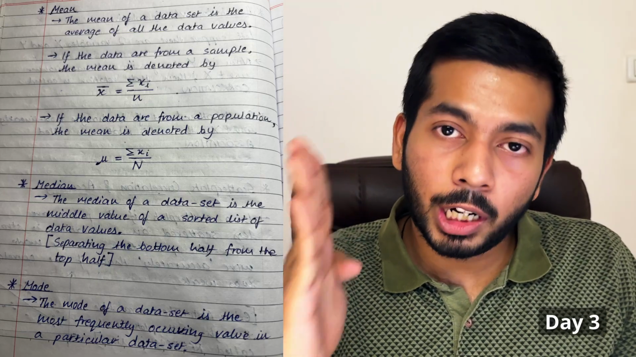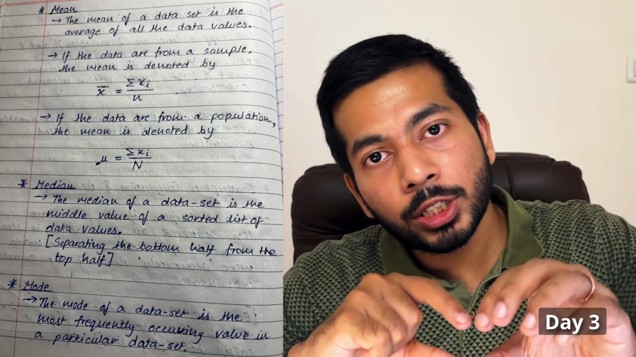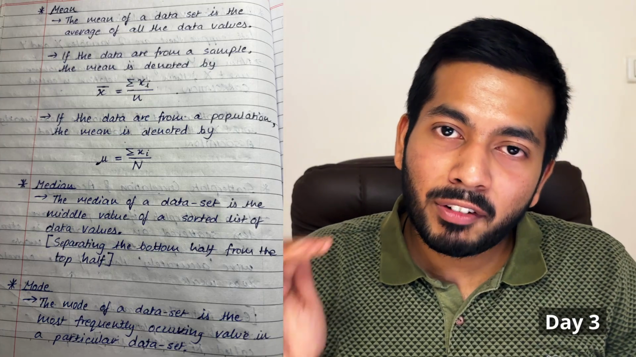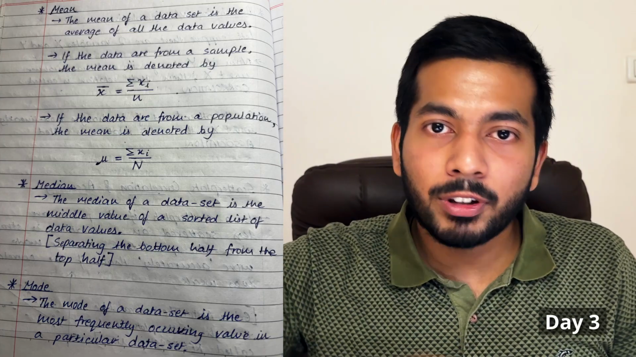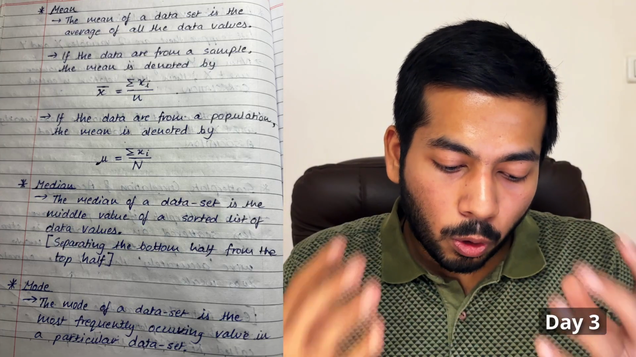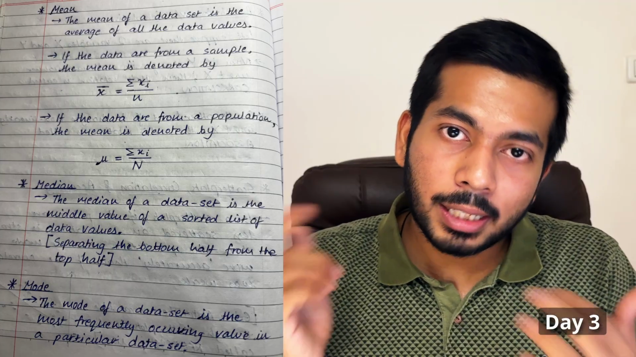The second is median. The median is the middle value. The middle value of a data set is basically a value above which there's 50% data and below which there's 50% data. Make sense? So you have to basically put a data set in ascending order, above which there's 50%, below which there's 50%. That's median. Mode is the most frequently occurring value inside a data set.